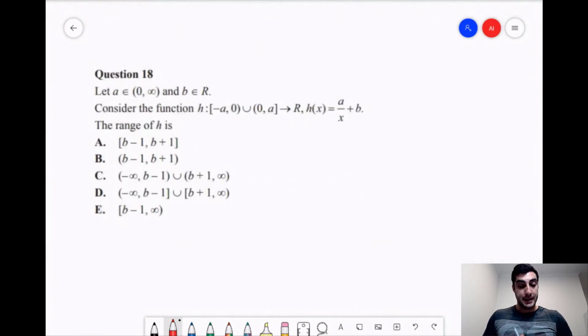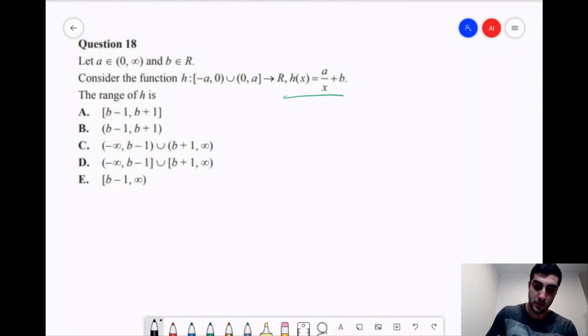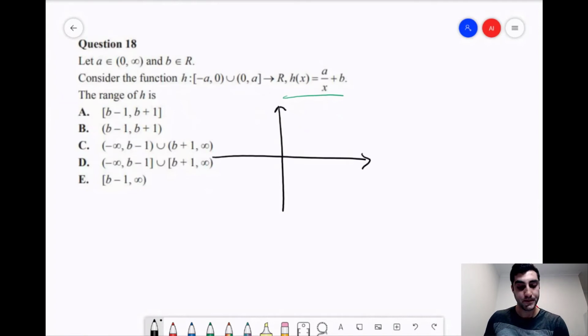Moving on to question 18. Let a be an element of the positive reals and b be a real number, an element of the real field. Consider the function h, which has a restriction on the domain, and h of x, the function, is a divided by x plus b. So you should be familiar with this type of function. It's going to be a hyperbola, and again we're going to take probably a similar approach to the previous question, in which we'll draw out what this function h of x could potentially look like.